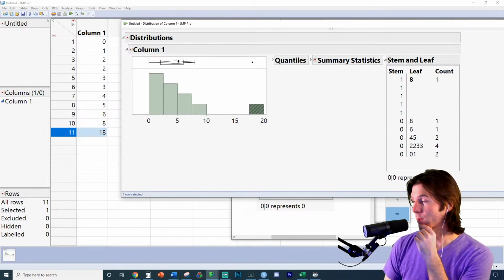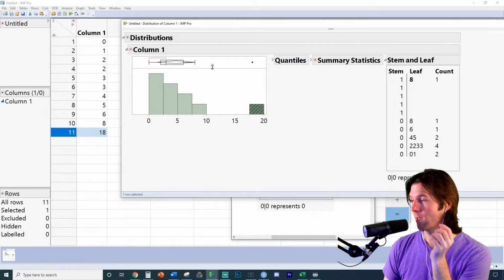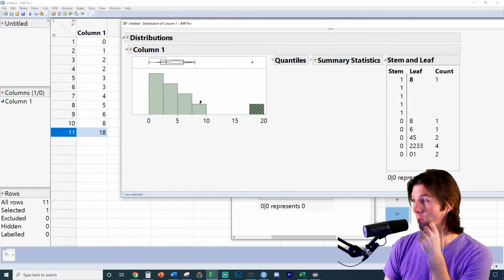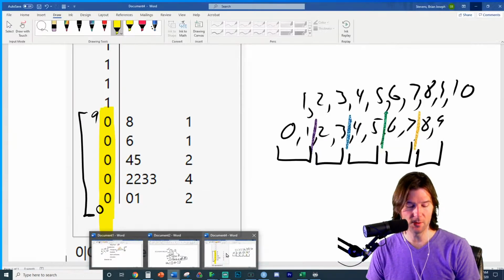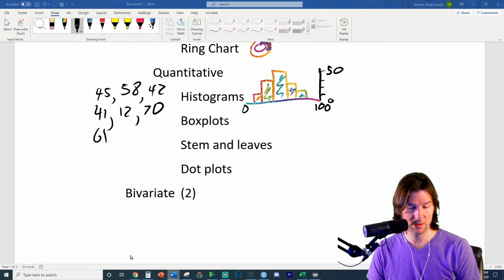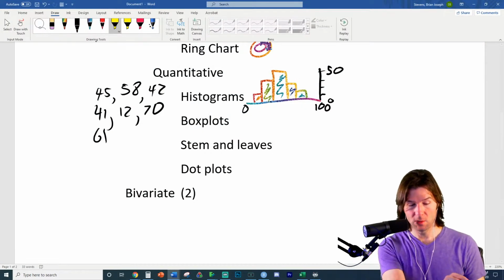And we do see a box plot here, which is a univariate quantitative. We do see the histogram, which is univariate quantitative, and we do see the stem and leaf. And the last thing we got to mention before we do a little 474, the only other thing we'd have to mention is the dot plot. So we saw the box plot.